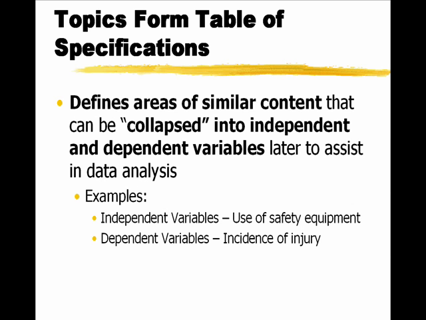It defines the areas of similar content that can be collapsed into independent and dependent variables later to assist in data analysis. So, for example, in the research question that we've had in this example, our independent variable is use of safety equipment, and our dependent variable is incidence of injuries. So we would make a questionnaire based on the use of safety equipment. We'd ask all sorts of different questions, and within that use of safety equipment, we would have specific content or constructs, and we would get that from our literature review, and we'd be looking for particular questions that we'd want to develop based on the use of safety equipment, and we will link that to the number of injuries and those types of things.